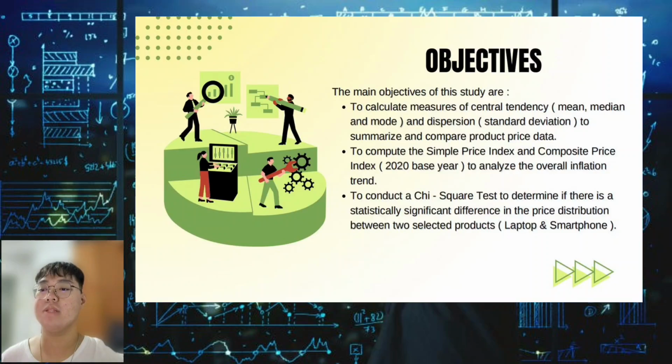And then the second one, to compute the simple price index and composite price index, where we choose 2020 as the base year, since our analysis starts from 2020. So 2020 will be the base year to analyze the overall inflation trend. The third one, which is the last one, to conduct a chi-square test to determine if there is a statistically significant difference in the price distribution between 2 selected products. Here we choose 2 technological products, which are laptops and smartphones. Right, we're going to move to the next slide.